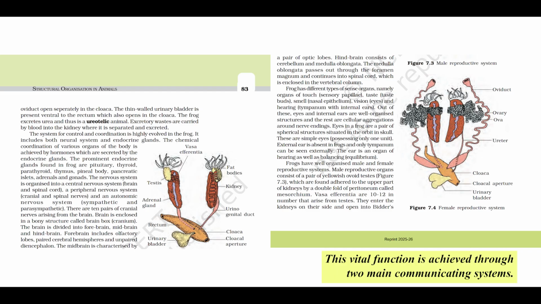This vital function is achieved through two main communicating systems: the nervous system for rapid electrical communication and various endocrine glands for slower chemical communication via hormones. Let's first talk about chemical coordination. This is primarily achieved by hormones, which are potent chemical messengers secreted directly into the bloodstream by endocrine glands.